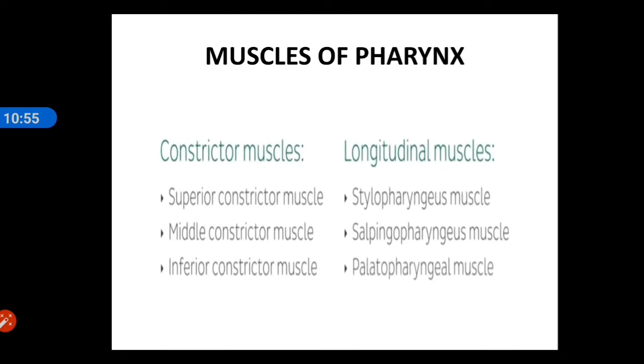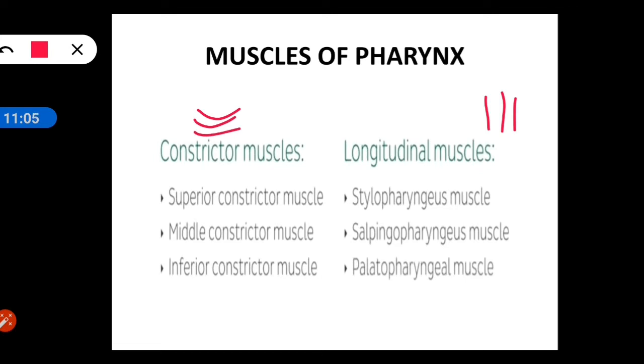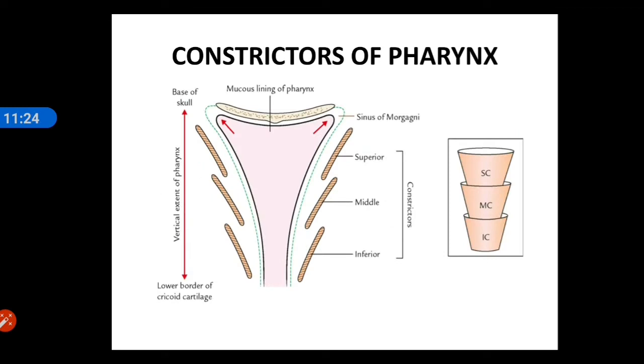As already discussed about the muscles of the pharynx, we have the inner longitudinal and the outer circular layer. The outer circular layers are mainly constrictors: the superior constrictor, middle constrictor, and inferior constrictor. The inner longitudinal muscles are stylopharyngeus, salpingopharyngeus, and palatopharyngeus. So these are the muscles of the pharynx. Now, in the next slide, we will see in detail about these constrictors of the pharynx.